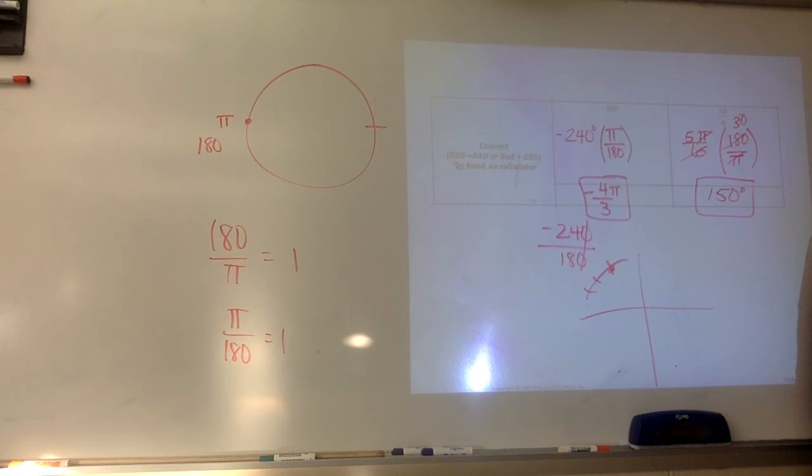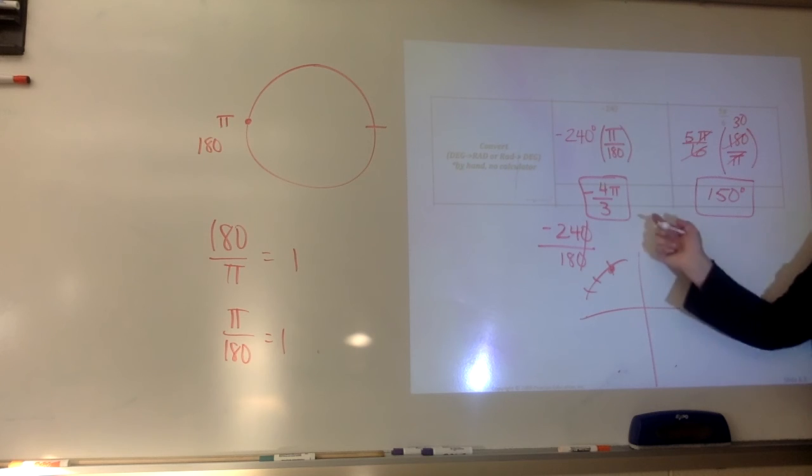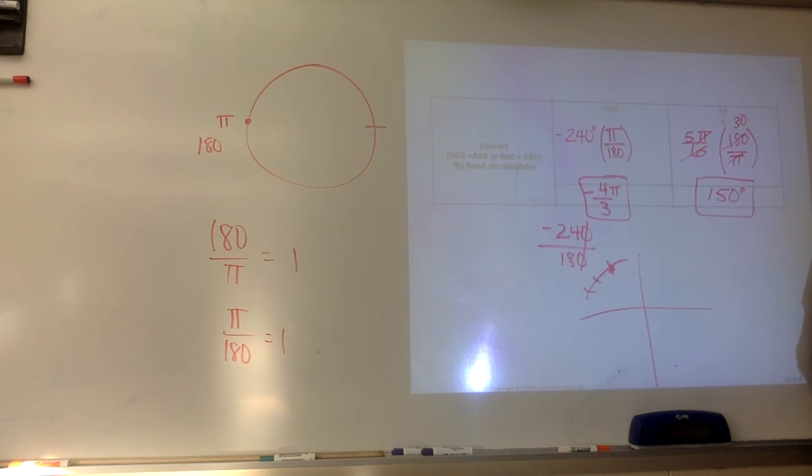Can I just figure that out? Well, you can if they're unit circle values, but I could give you ones with denominators of 8 or 7 or 9 that are not unit circle values. So that's why we're going to use conversion factors. Question?